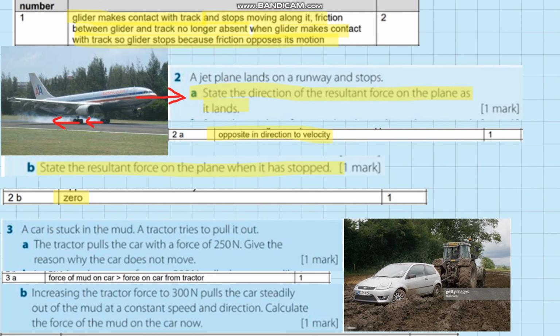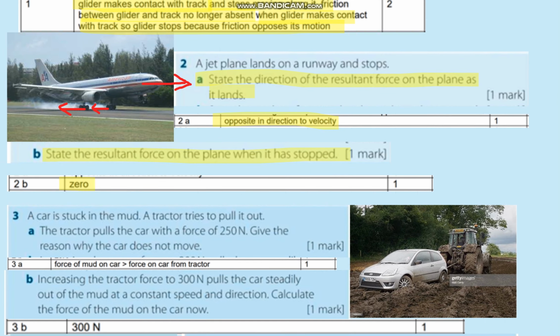So question 3, this is about the car stuck in the mud. A tractor tries to pull it out. The tractor pulls the car with a force of 250 newtons. Give the reason why the car does not move. And so you can see there the force of mud on the car is greater than the force on the car from the tractor. So that little symbol there is the mathematical symbol for greater than.